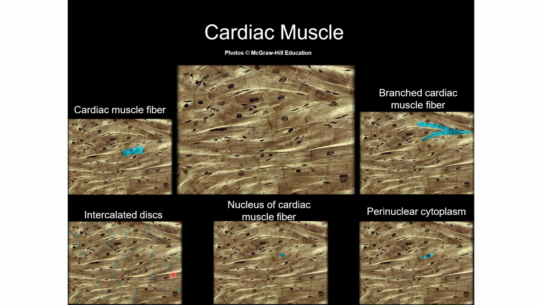Another thing to note, they're all highlighted here, but we have the intercalated disc. So where one cell ends, another cell begins. These are connections in between neighboring cells. Not highlighted, we have an intercalated disc here where my laser is. So all these little lines are what we refer to as the intercalated disc, those junctions in between the cells.